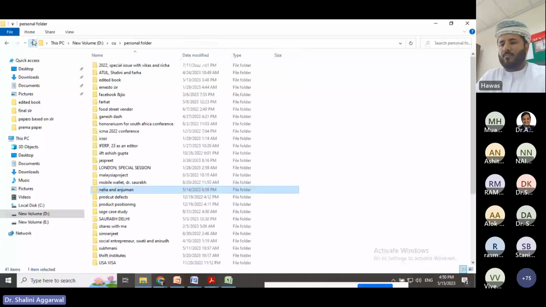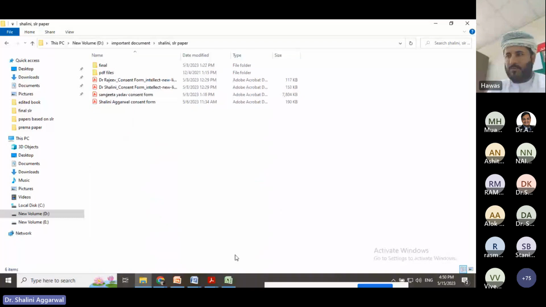It's a very small paper. We did a scoping review with a very small number of papers. Let me show you. Can you see my screen? Is it visible?